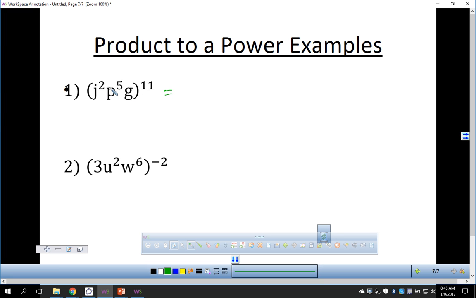J to the 2. Go ahead, Ben. J to the 22. Yes. P to the 55. Yep. G to the 11. G to the 11. Right? Because even though there's nothing here, it's understood that if there's no exponent, the exponent is 1. Okay? Questions on that?